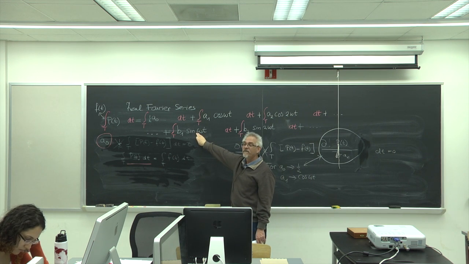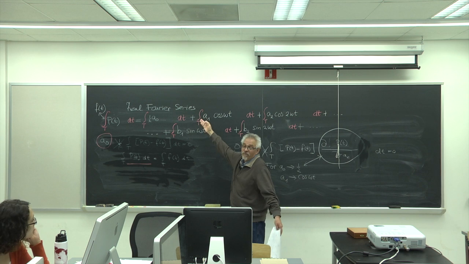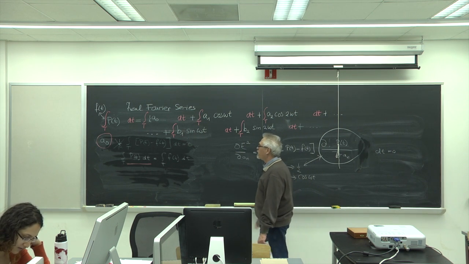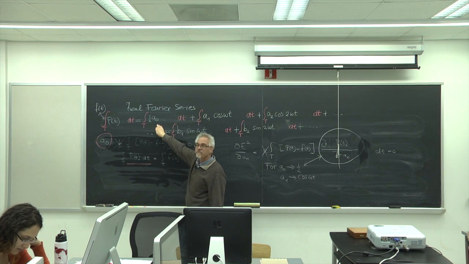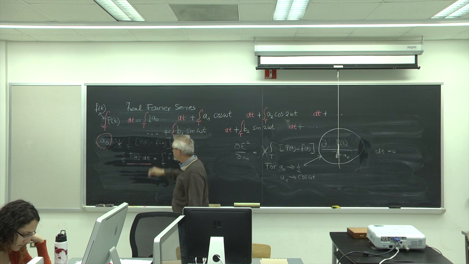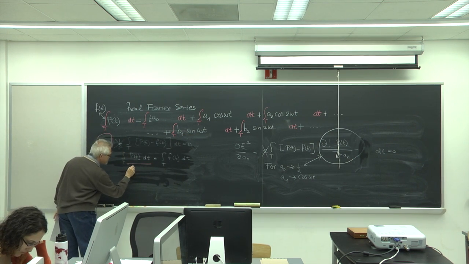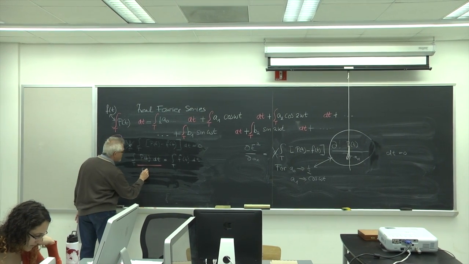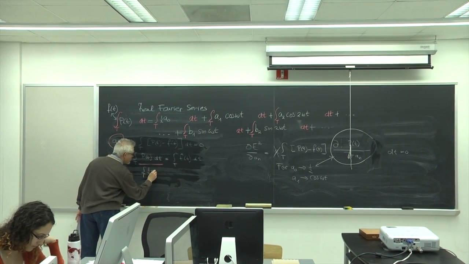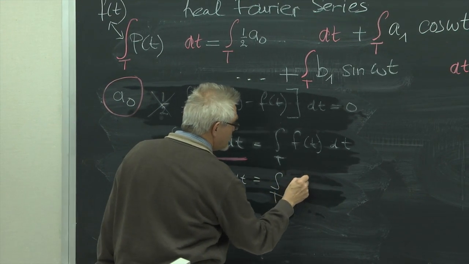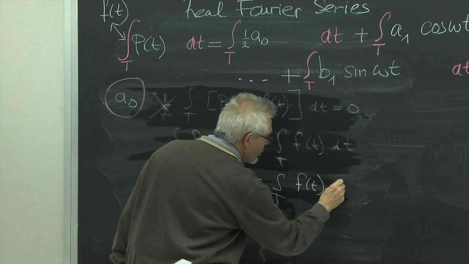This one. Gone. Yeah, this one. Also gone. So the only one that survives is this term. That one is not going to be 0. So I can rewrite this thing as the integral of 1/2 a naught dt is the integral of ft dt.